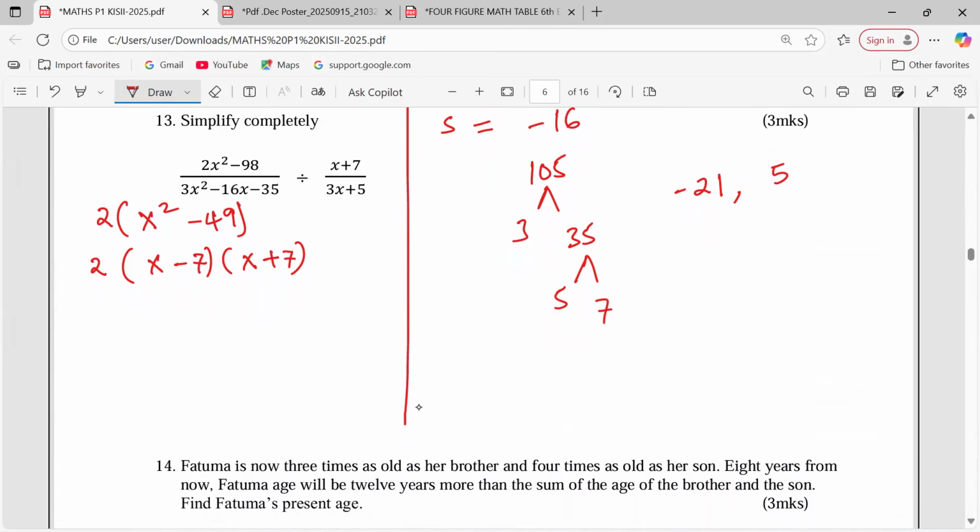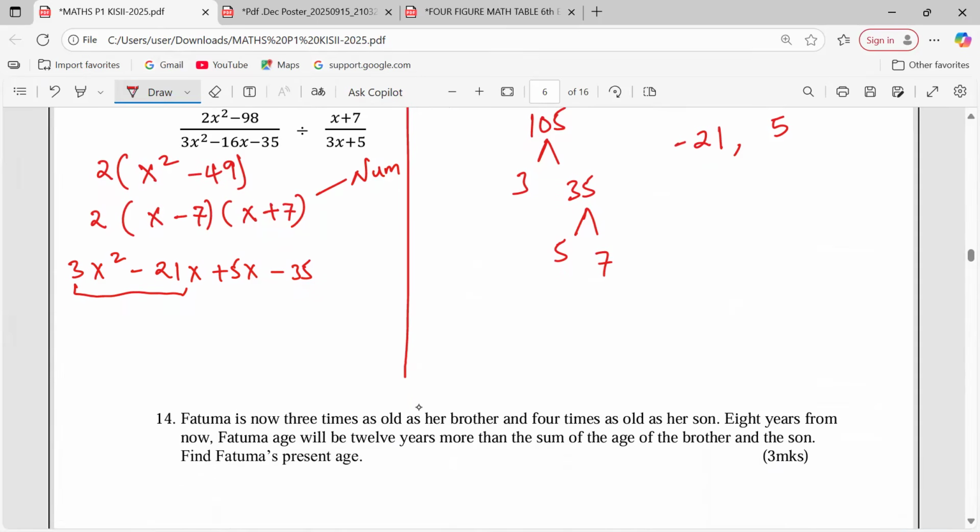So now we are having the denominator part. This is the numerator. Let's check the denominator: 3x squared minus 21x plus 5x minus 35. From the first pair, you can factor out 3x, remaining with x minus 7. Then from the other pair, we remain with x minus 7 again. So simplified, we will have from the brackets x minus 7, and outside the bracket 3x plus 5.